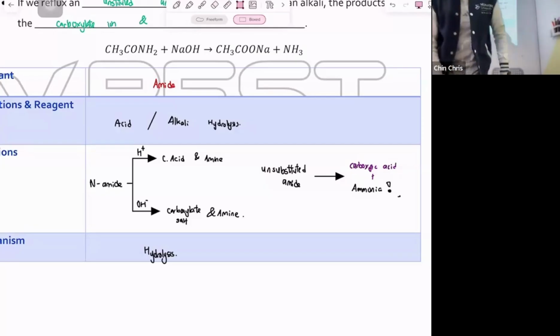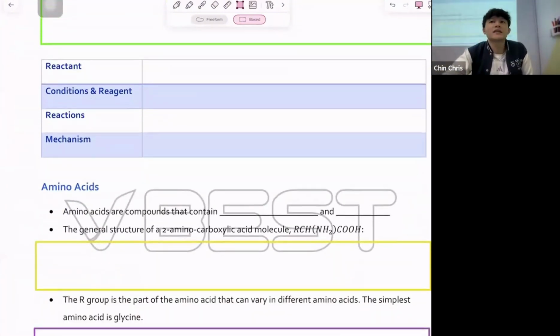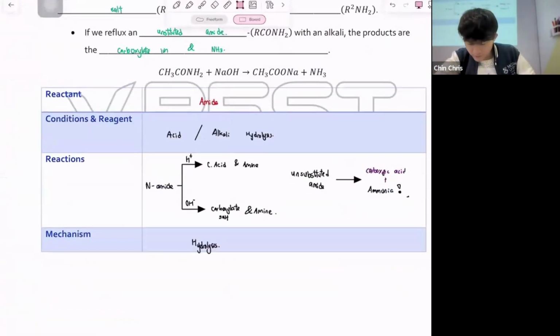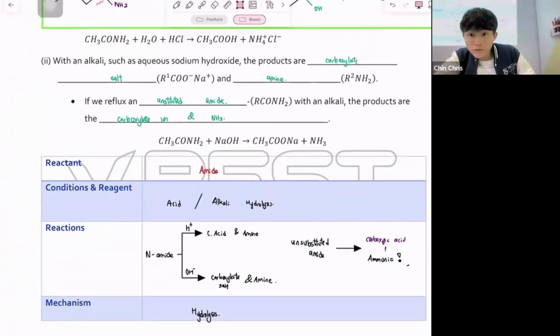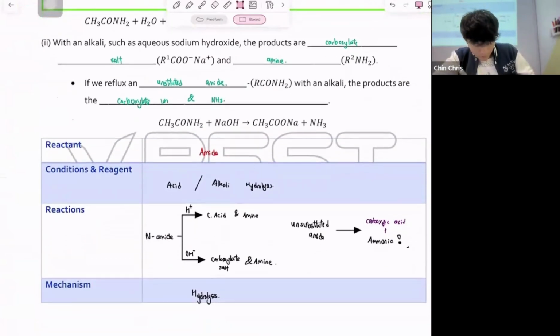Hey guys, next page. Okay, amide, the last reaction of amide already. Chill, don't scroll away too quickly. I can't see the carboxylate ion and what? Which one? Carboxylate ion and NH3. Done.